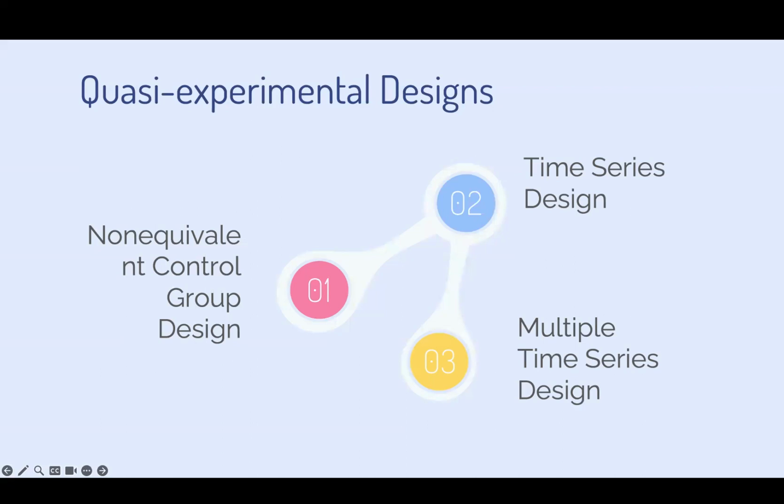So each of these quasi-experimental designs plays a vital role in social work research, offering robust alternatives where randomization is not feasible. Okay, no randomization. They provide valuable insights while acknowledging the limitation posed by the lack of random assignment.